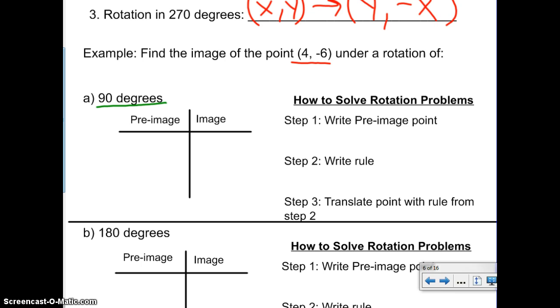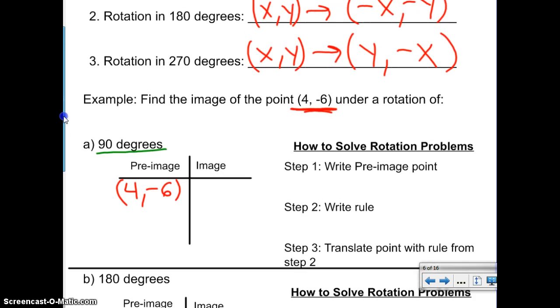Step 1 says, write our pre-image point. Remember, pre-image is the first point they give you. In this case, is what I underlined in red, right here. So the pre-image is 4 comma negative 6. Now it's a rotation in 90 degrees, so we go back up to our sheet.